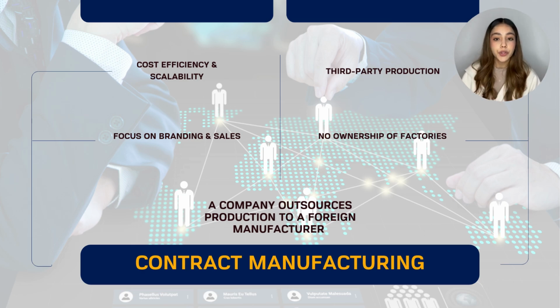else handles manufacturing. The involved parties are, on one side, the contracting firm, or brand owner, the company that owns the product design, branding, and distribution rights, for example Nike or Apple, and on the other side, the contract manufacturer or supplier, the external company responsible for producing the goods according to the contracting firm's specifications.